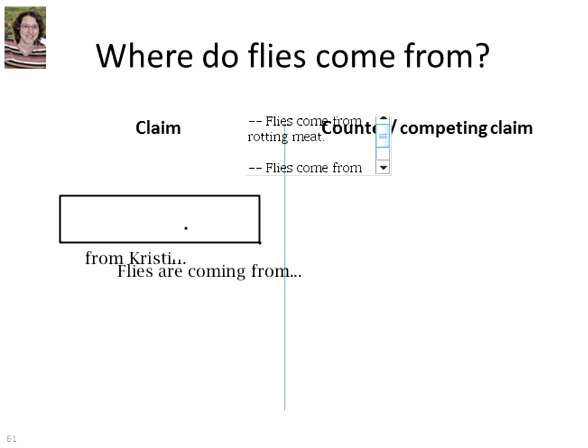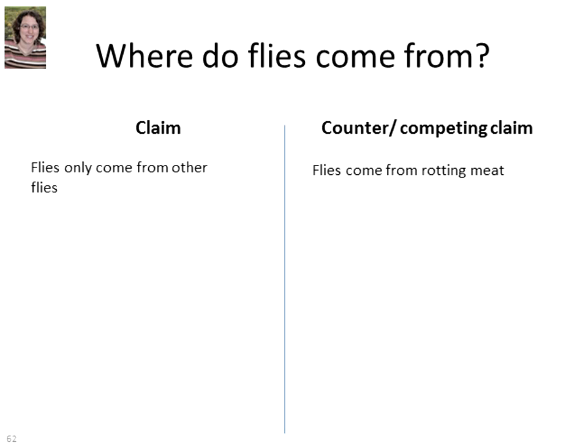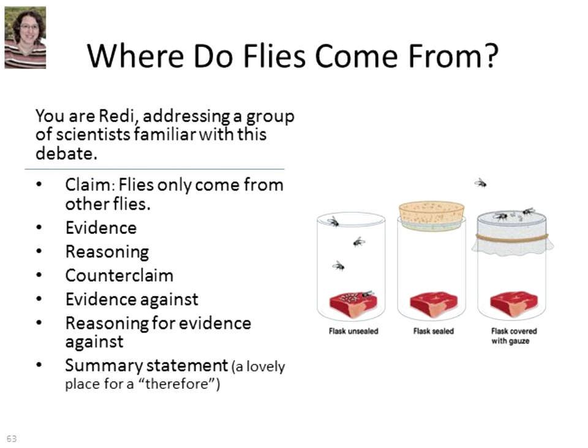Here, I'll throw this in. This was a little more complicated than I realized it was going to be. Let me try putting this in here, and we'll get: Redi is going to argue from his experiment that flies come from other flies. And there we have it. Flies come from other flies. Flies come from rotting meat or rotting meat in air.